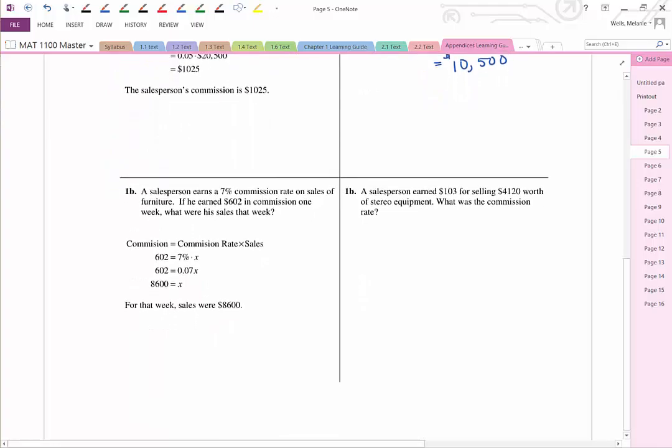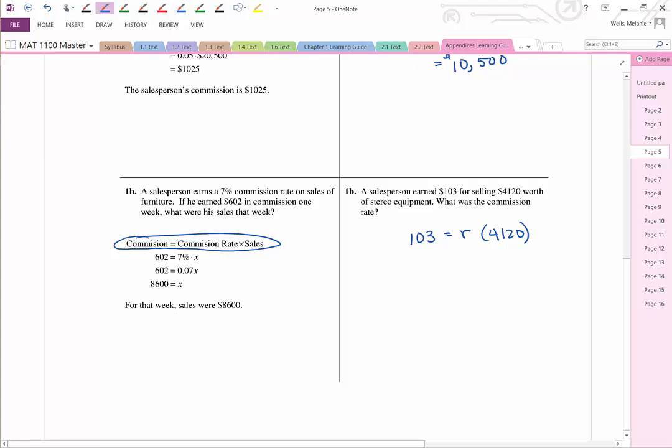Number 1B, a salesperson earned $103 for selling $4,120 worth of stereo equipment. What was the commission rate? So this time we've got an unknown. We're going to use that same formula. Commission equals the commission rate times the sales. This time we know the commission, so the commission is 103 equals, we don't know the rate. Actually, I'm going to use an R there so we remember what we're finding. The rate times the sales, and the sales was the 4,120.